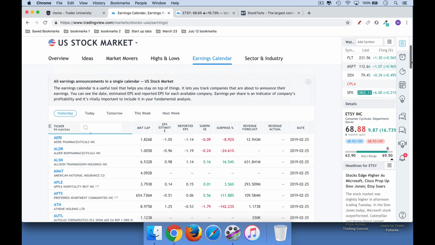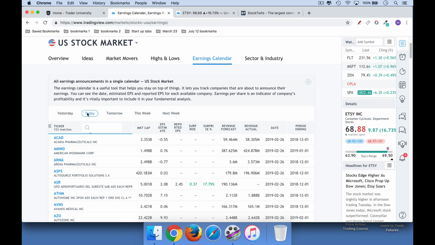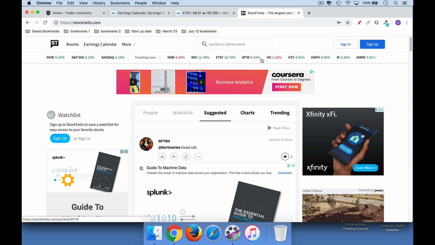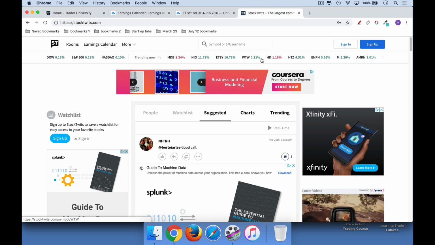So for example, today, if you click on today, this tells you all the stocks that are reporting earnings today. Some of them have already reported earnings. For example, ASR looks like it reported before the market opened, but I'll want to check back at this list after the market closes today and see which stocks are really moving on earnings. I'll also want to check back and look at the scrolling banner up here to get some ideas.